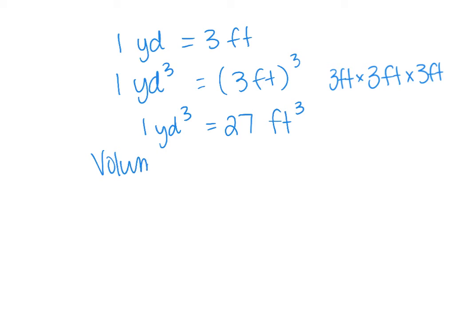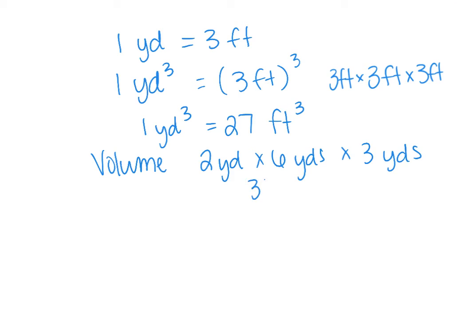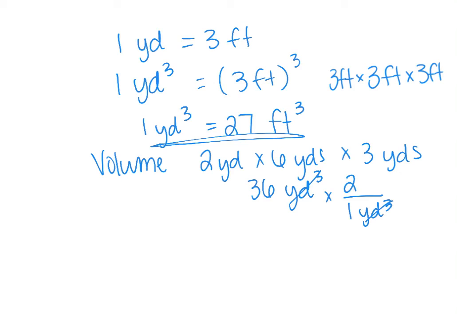So if you've calculated something and you have found the volume, let's say it's 2 yards by 6 yards by 3 yards, then the volume there, you would multiply all that together, you would get 36 cubic yards. But if you wanted to convert this into cubic feet, then you would use our conversion factor up here. We'll put the yards down low, and then the 27 cubic feet up here, and that's going to end up being a multiplication problem.